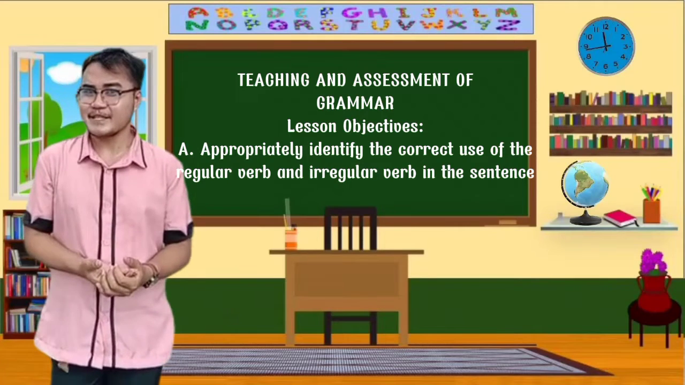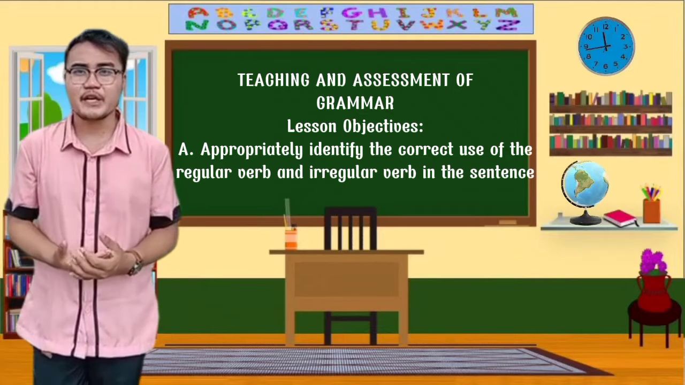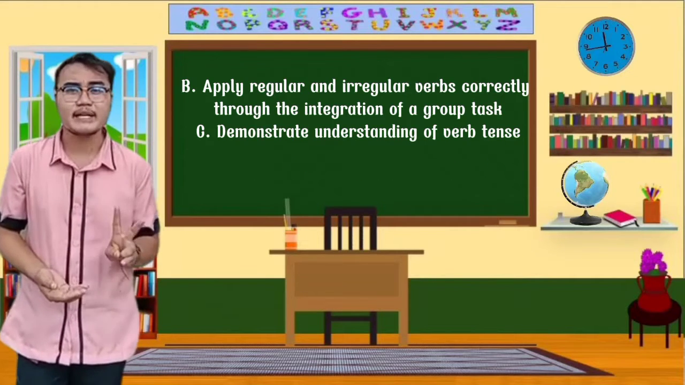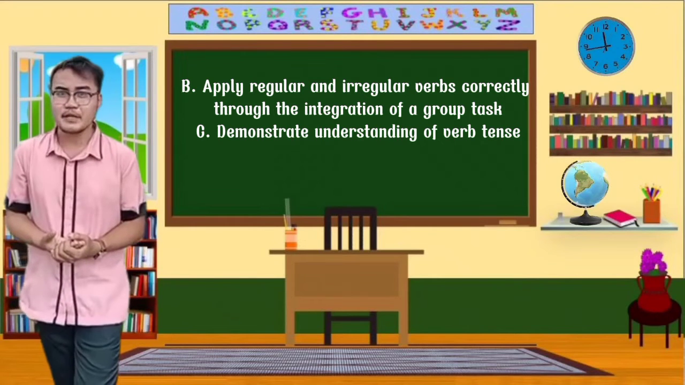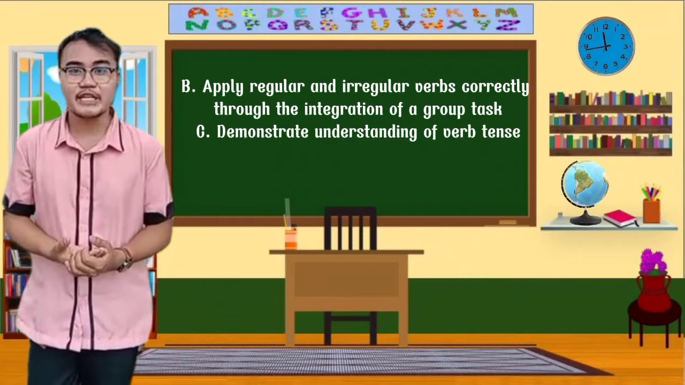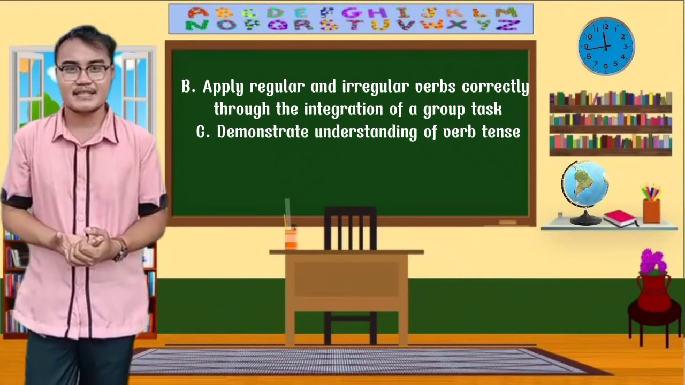At the end of this lesson, students are expected to appropriately identify the correct use of the regular and irregular verb in the sentence. Second, apply a regular and irregular verb correctly through the integration of a group task. Third, demonstrate understanding of a verb tense.